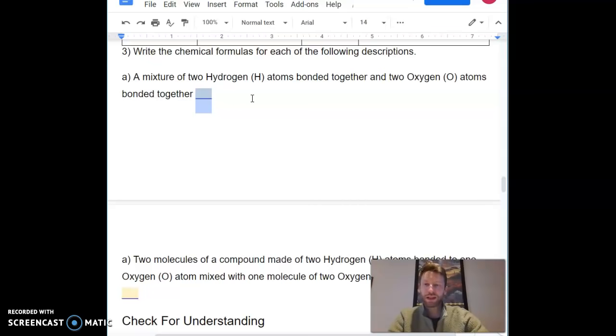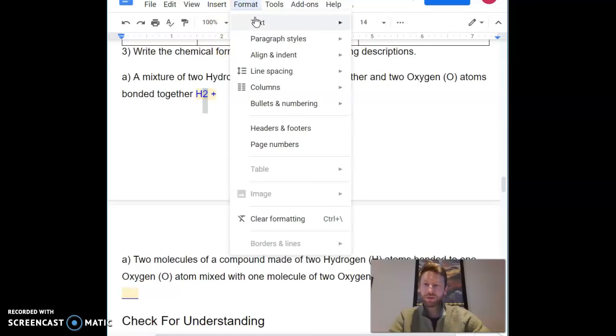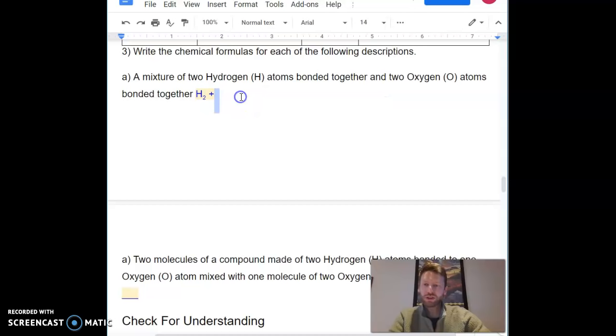2 hydrogen atoms bonded together would be H2. I'm going to write my plus first. That'll make it easier. And then I'm going to highlight the 2, go up to format, change that to a subscript. So H2 plus, now I have 2 oxygen atoms bonded together, so that is going to be O2.